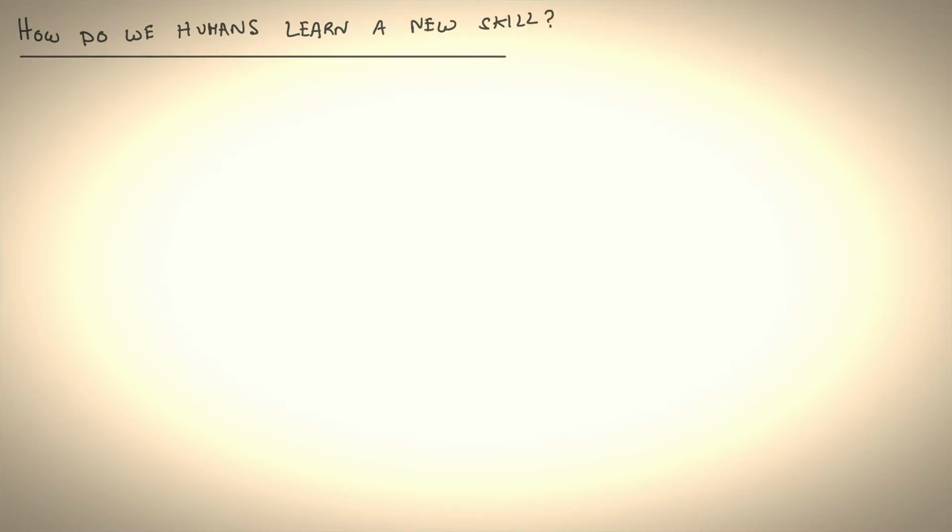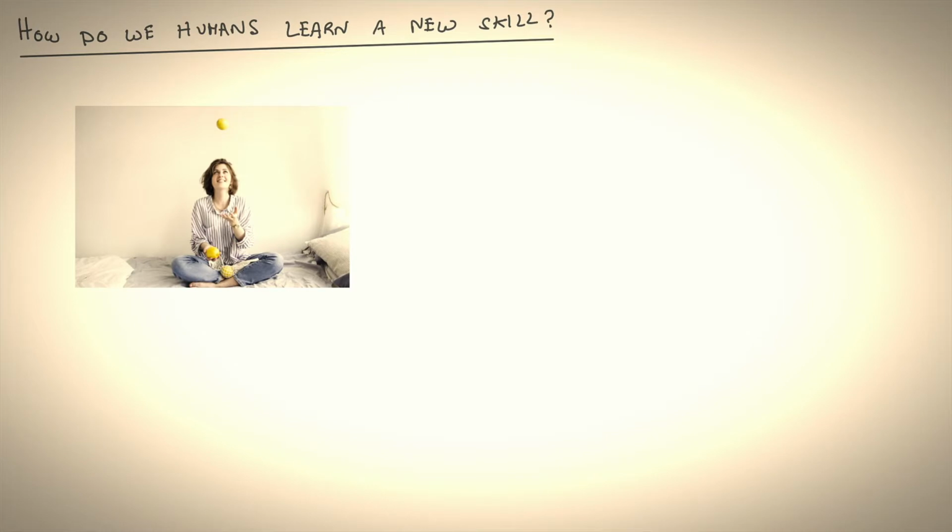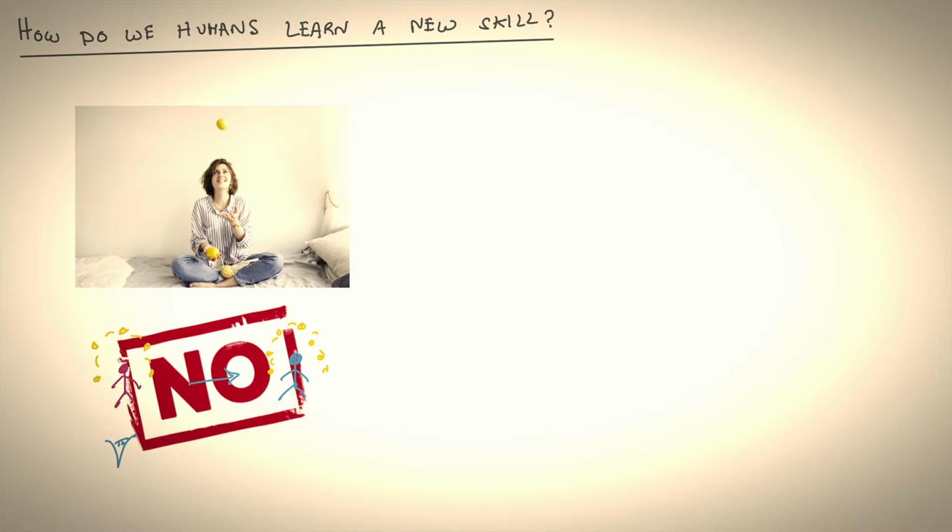Let's begin by asking a fundamental question. How do we humans learn new skills? So think back to the time you learned a new skill, say juggling. One hypothesis may be that you observe an expert juggler juggle the ball, and you observe for lots and lots of times, and then you simply acquire the skill. But we all know from our experiences this is simply not the case.